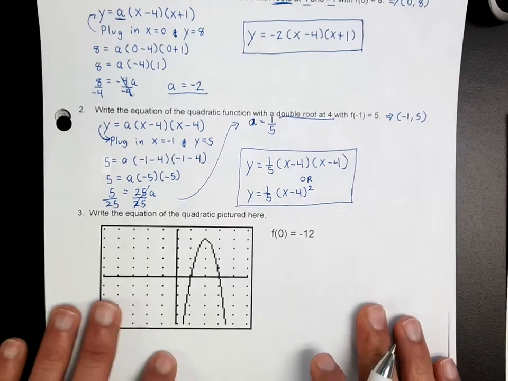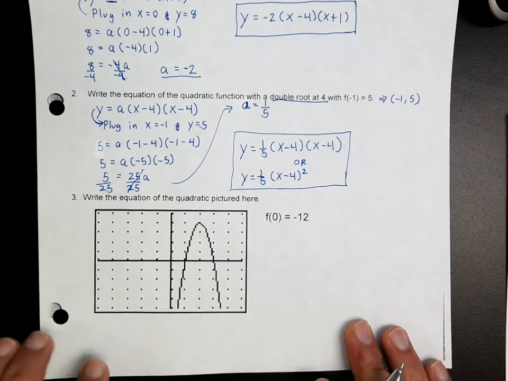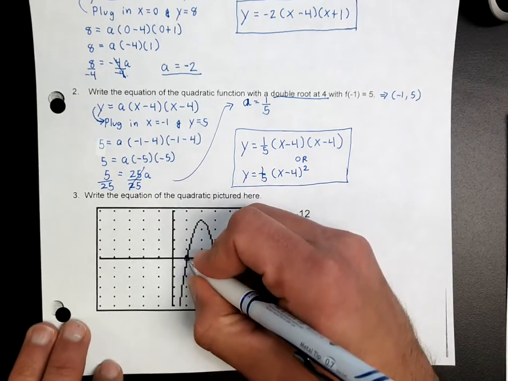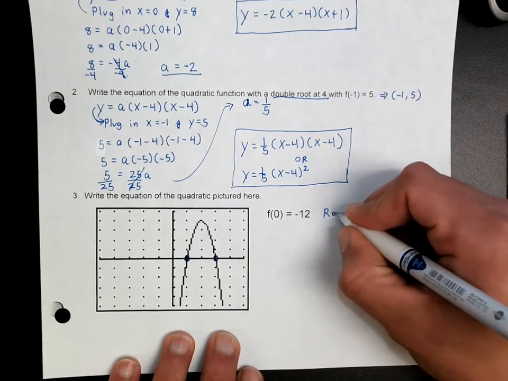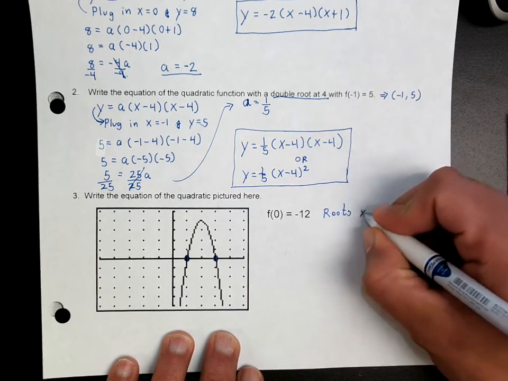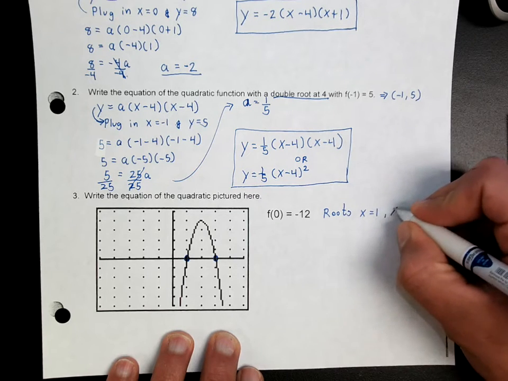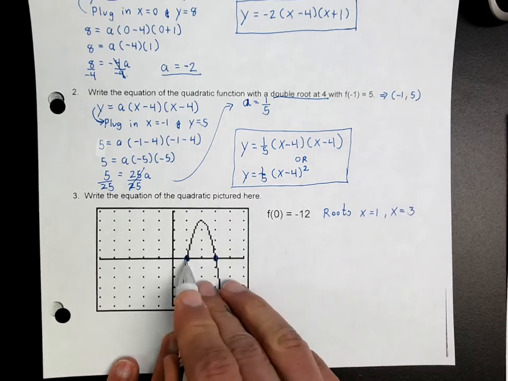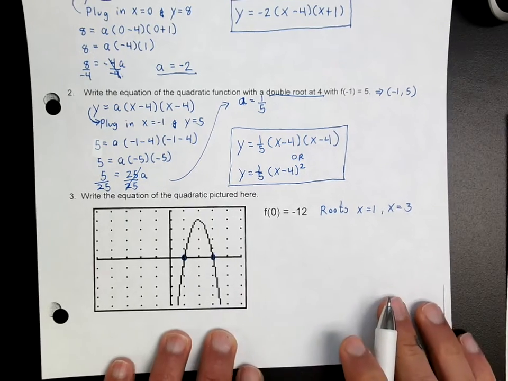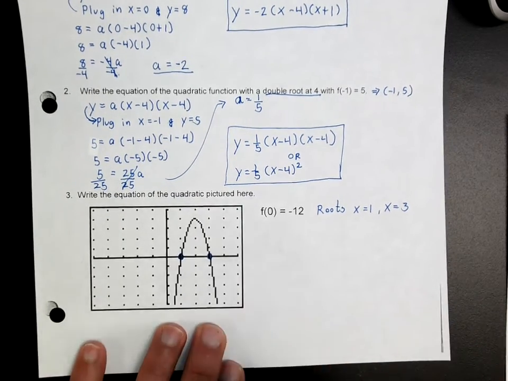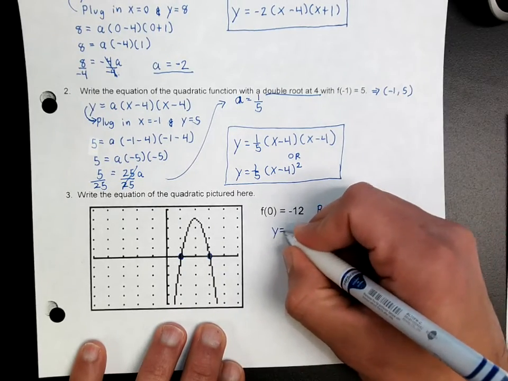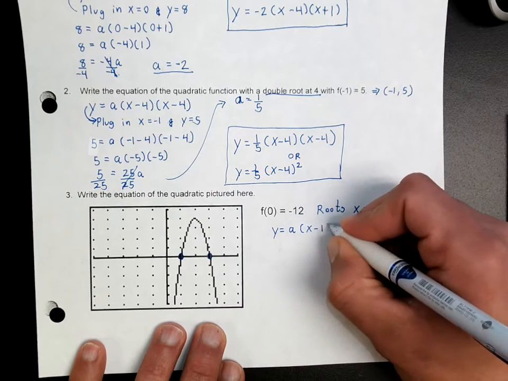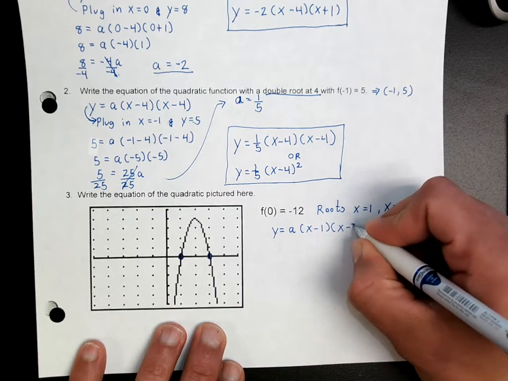Alright, now eventually in your homework, they're going to give you a picture and ask you to do the same thing. Now on this one, I can see that the roots are located right there and right there. So my roots are x is equal to 1 and x is equal to 3. Let's see, 1, 2, 3, yeah. So 1 and 3. Same thing I just did over there, I just have to look at a picture. So we have y is equal to a (x minus 1)(x minus 3).